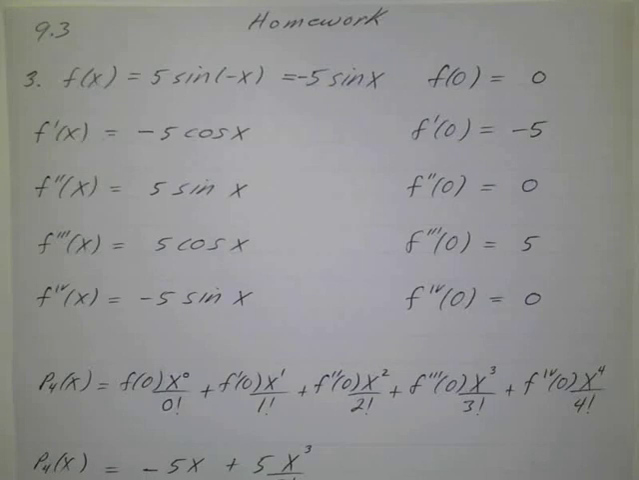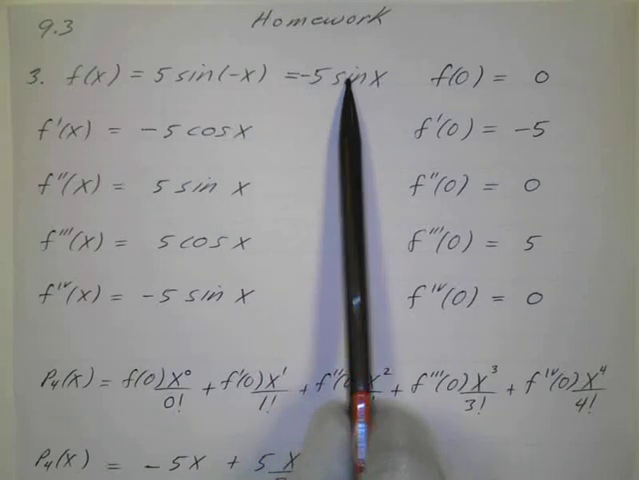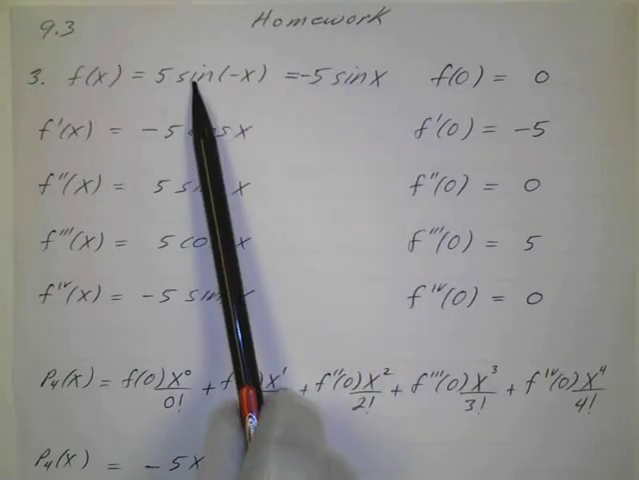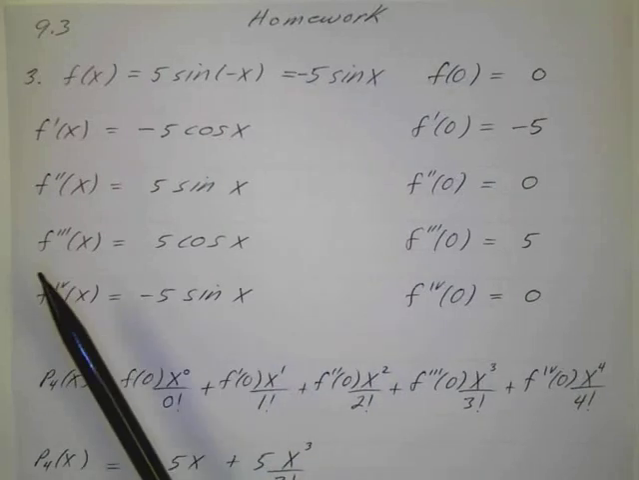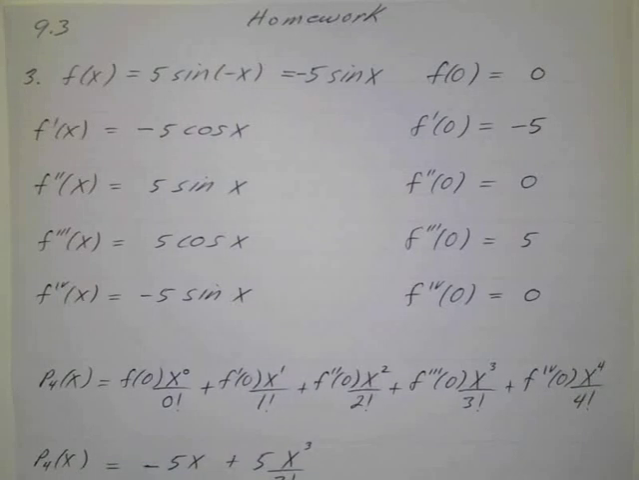Okay, some more problems from section 9.3, and this is number 3. Our function was f of x equals 5 sine of negative x. We know from our trigonometric equivalencies that the sine of negative x puts us in the fourth quadrant, where sine is negative, so the sine of negative x is negative sine of x.